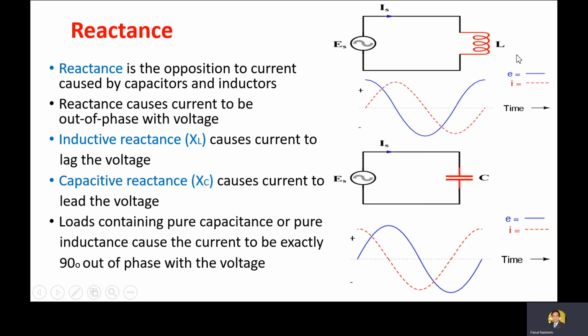So, loads containing purely inductive or purely capacitive circuits cause the current to be exactly 90° out of phase with the voltage. Here in this case, as we can see, one circuit is purely inductive and the other one is purely capacitive. So in the case of the purely inductive circuit, the current is lagging the voltage by exactly 90°. And similarly, here in this figure, the current is leading the voltage by exactly 90°.